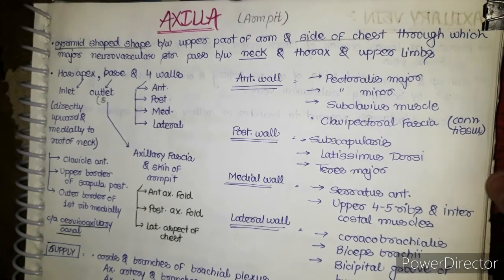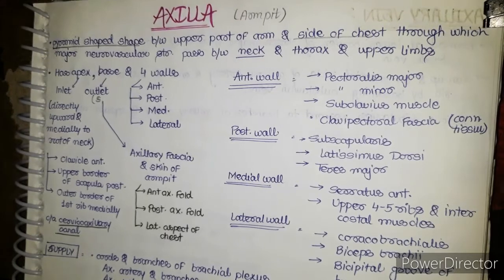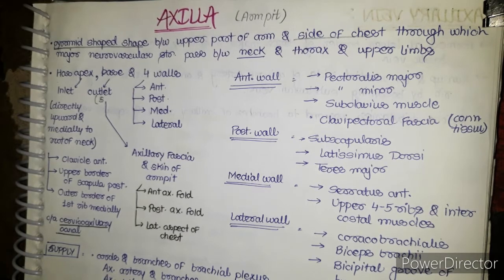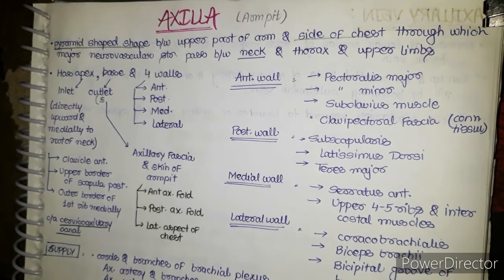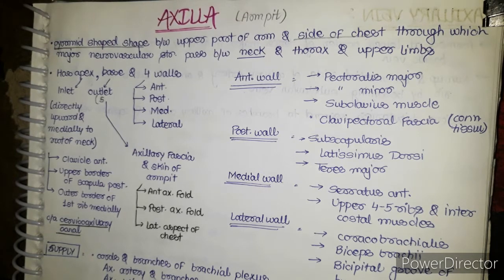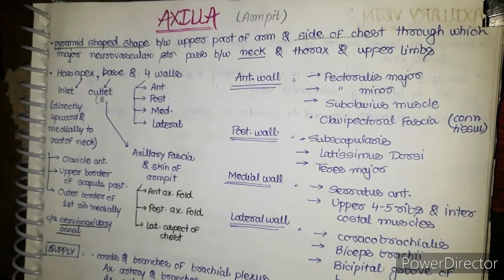Now we have completed all the bones of the upper limb, and after so many videos, now it's time to go deeper into the anatomy of the upper limb. So we will start with the axilla, then we will go to the nerves, arteries and veins and other structures, especially muscles of the upper limb. So without wasting any time, let's get started with the axilla.